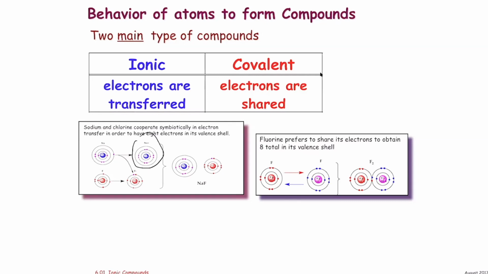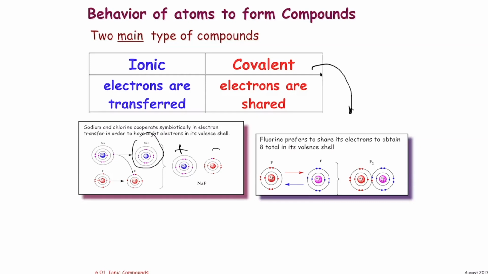But one is positive because it lost an electron, the other is negative because it gained an electron, and then the positive and negative are attracted because opposites attract, and that's what we make. That's how we make ionic compounds. Ionic means ions. Ions means charge. Ionic compounds are charged fragments that are attracted together. Then you have covalent compounds.